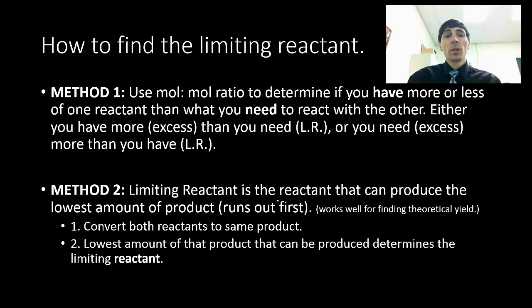Method 2 is a little bit longer process, but it works like we just did. We take all of our reactants given in the problem, and we convert them all to some product. Then when we look at the product, we look at the lowest amount that we could actually make. In the case before, it was 24 s'mores, and that's going to tell us which reactant ran out first. I converted them all to s'mores, and the one that showed me I could only make 24 was the graham cracker, so that was my limiting reactant. So we're going to do both of these methods, method 1 and 2.